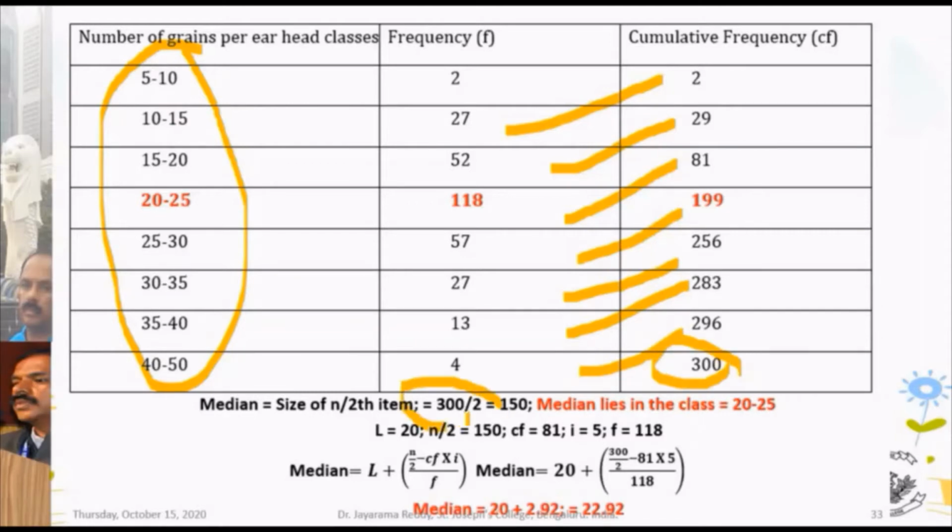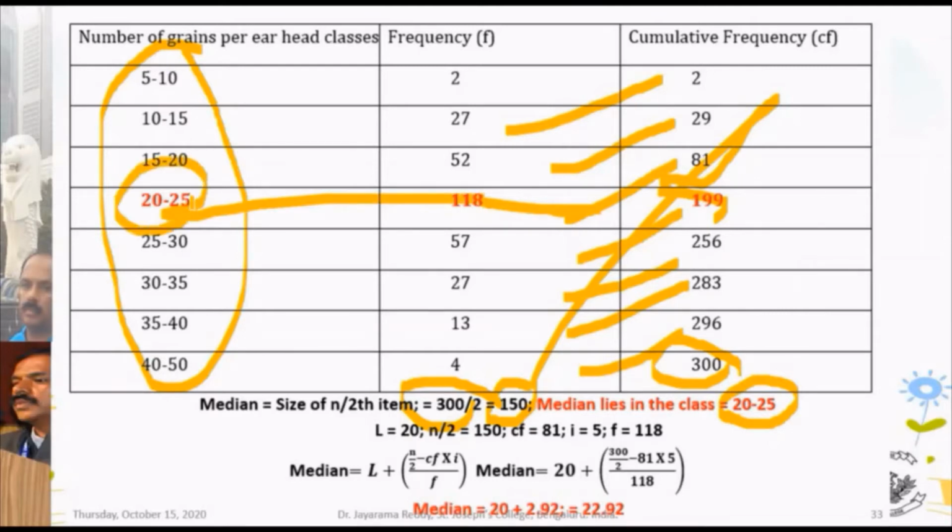Divide it by 2. In this case, there is no n plus 1, it's the n by 2th item. So you get the median class, 20 to 25 is the median class. Alright, so you get the median class and use the formula: L plus n by 2 minus Cf into i divided by f. So you get your median.